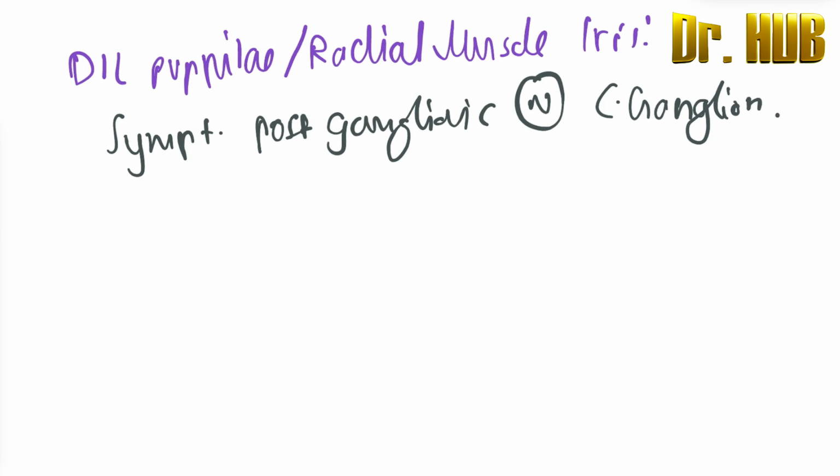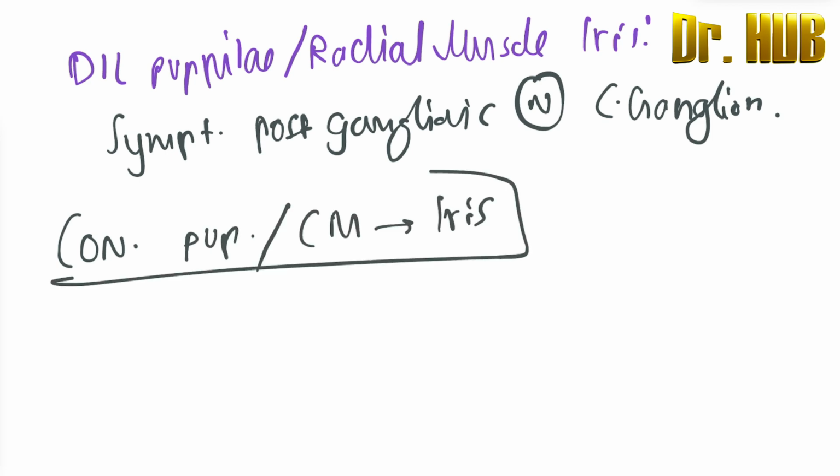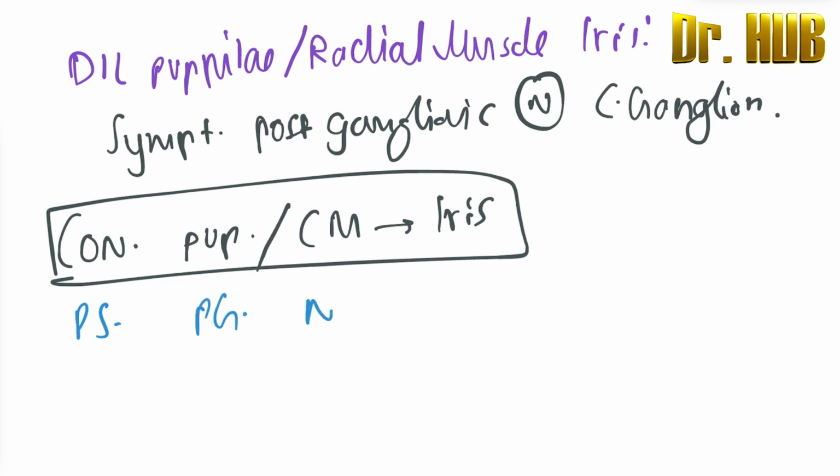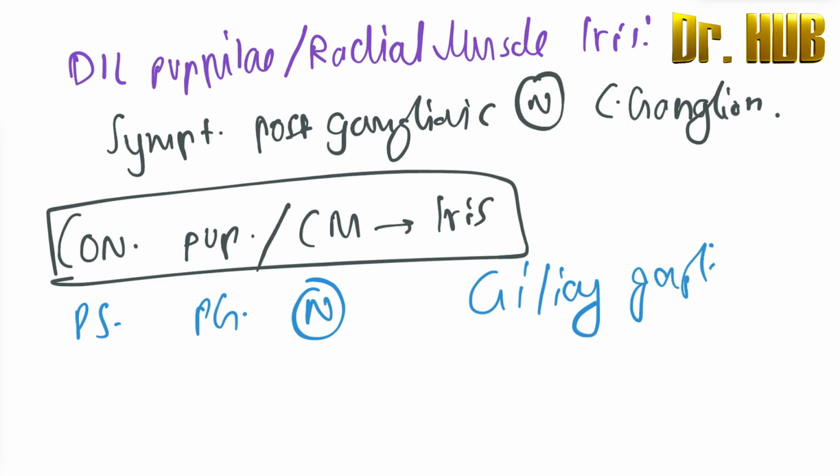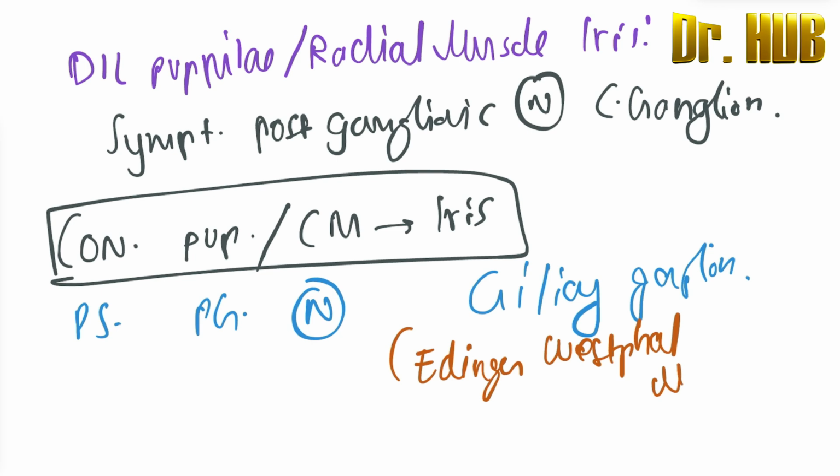Next is looking at the constrictor pupillae. The constrictor pupillae are the circular muscles of the iris. In this condition, there are parasympathetic postganglionic nerves, and these are from the ciliary ganglion. That is from the Edinger-Westphal nucleus.